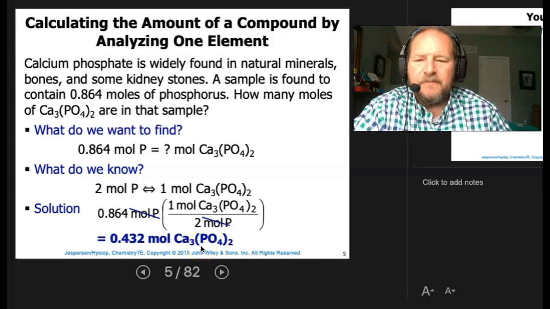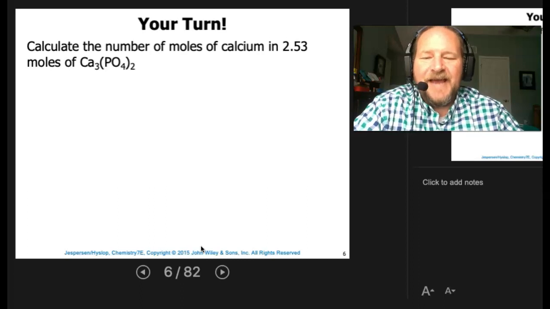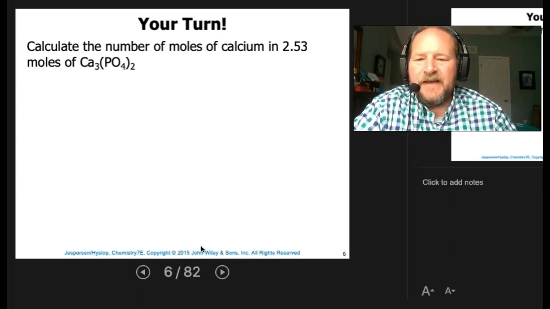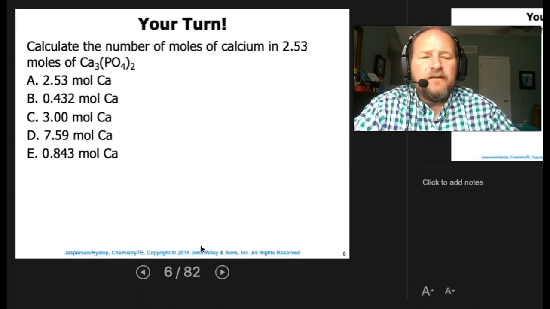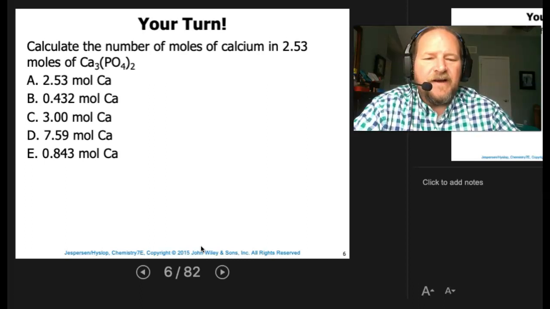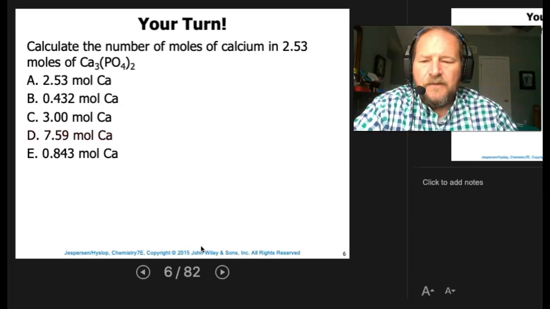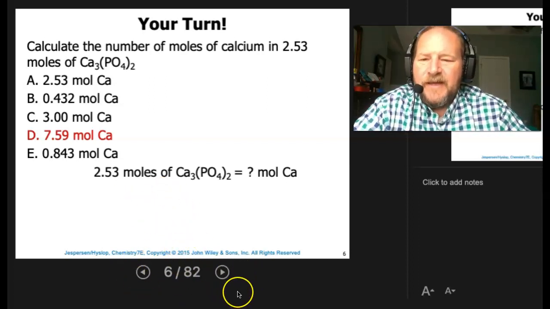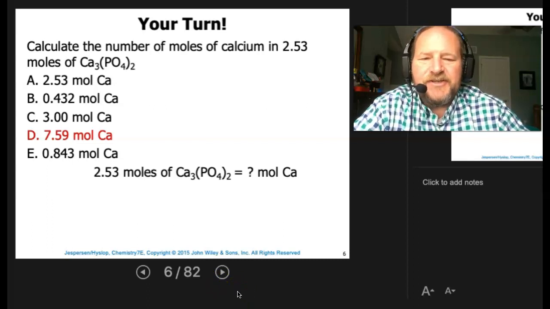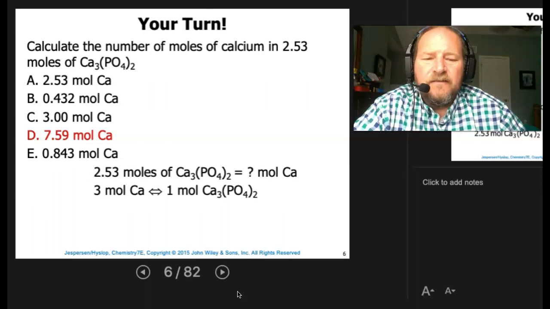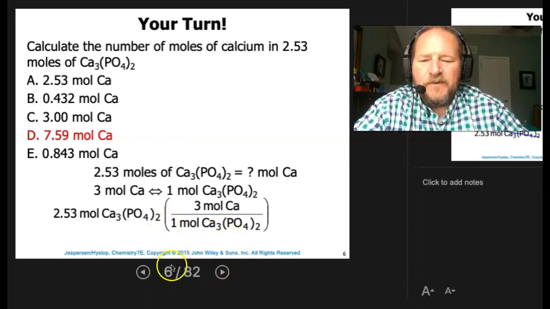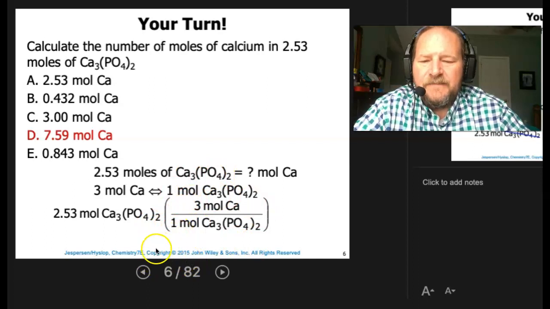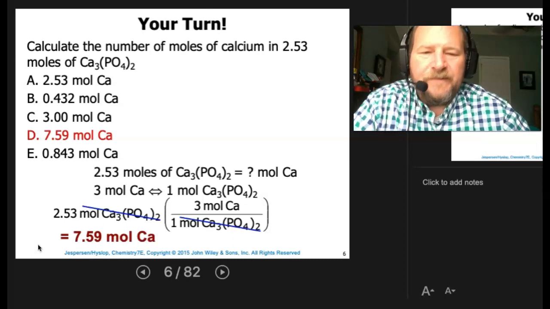calcium phosphate. All right, so calculate the number of moles of calcium in 2.53 moles of calcium phosphate. I'll give you the pause here. There's your 5 potential answers. And hopefully you came up with 7.59. And again, we'll take that 2.53 moles of calcium phosphate. We know that there are 3 calciums for each calcium phosphate. And so we'll take 2.53, we'll multiply that by 3, and divide that by 1. That'll give us 7.59 moles.